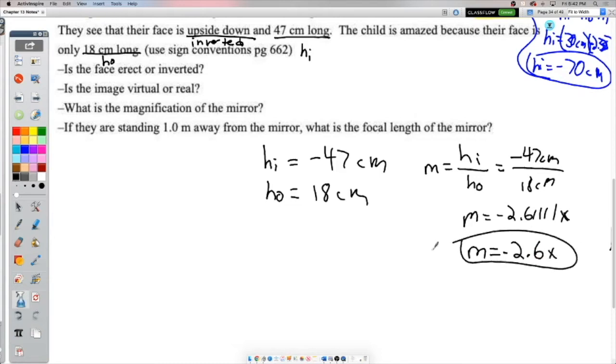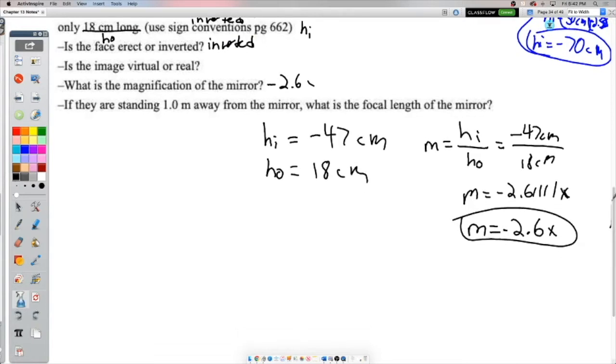So boom, look at that. We've already answered, what is the magnification of the image? Negative 2.6x. Is the face erect or inverted? Yeah, the question told us it was inverted, but now we know it's definitely inverted because we got a negative magnification. Is the image virtual or real?